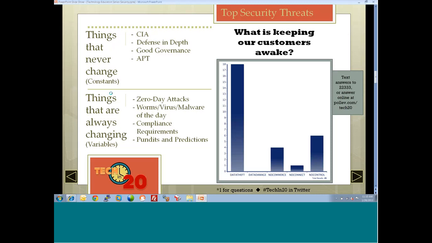Similarly, concepts like defense in depth and good governance and the newly introduced APT are fundamental concepts and paradigms in security that we need to internalize, need to understand, and against which we can evaluate and talk intelligently about the new and emerging things called threats. And the new and variable things against the constants are things like zero-day attacks. They constantly keep changing. It won't be a zero-day attack, it's a day one. That will be too late for it. New versions of worms and malware and viruses that are introduced, the compliance requirements that have been newly minted, and the pundits and their predictions. Those are the variables that constantly keep changing.